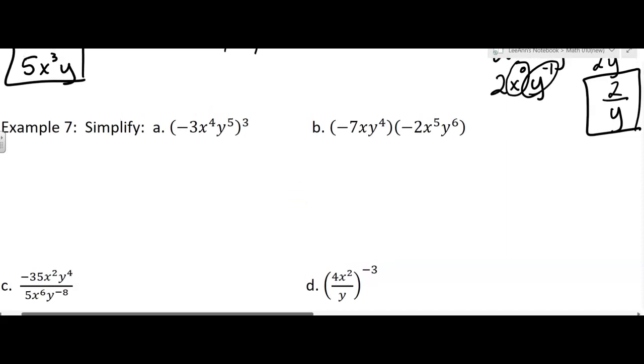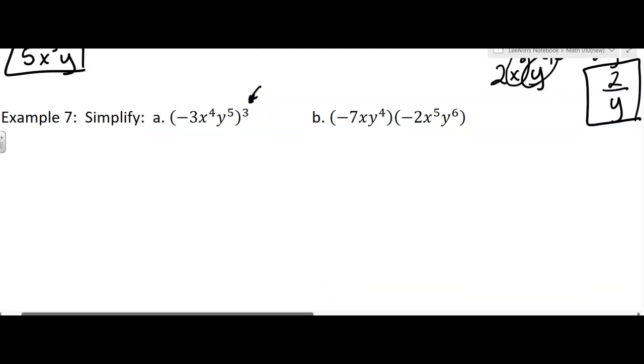So just take a deep breath, look at the problem, think about, well, what can I do? Well, I've got this outer exponent, 3. Sorry about that. I wanted to give myself a little more room to write. Okay, so I have an outer exponent. So how do I take care of that? Well, each base, the -3, the x and the y, they all have to get that exponent. So I'm going to have -3 cubed. I'm going to have x to the 4th cubed. Now, I probably would just put x to the 12th, but, you know, step by step, right? Okay. And y to the 5th to the 3rd.